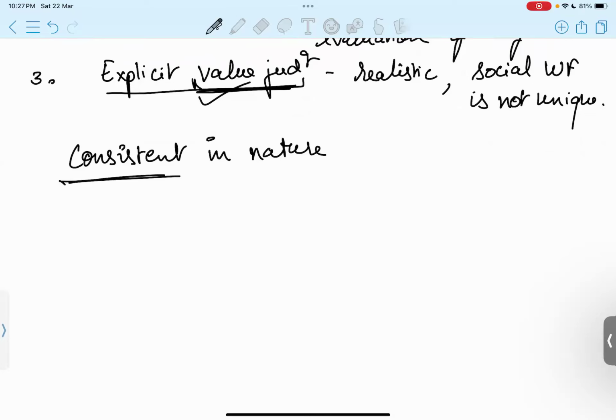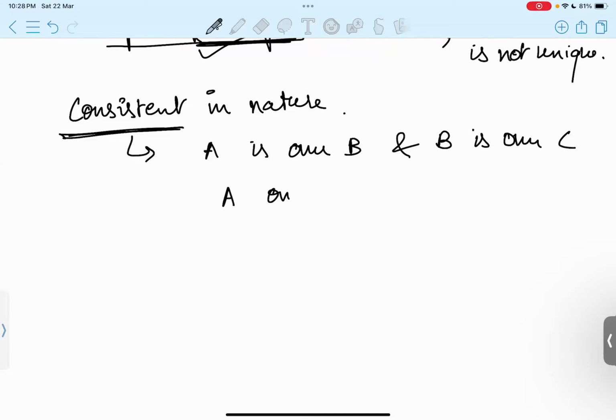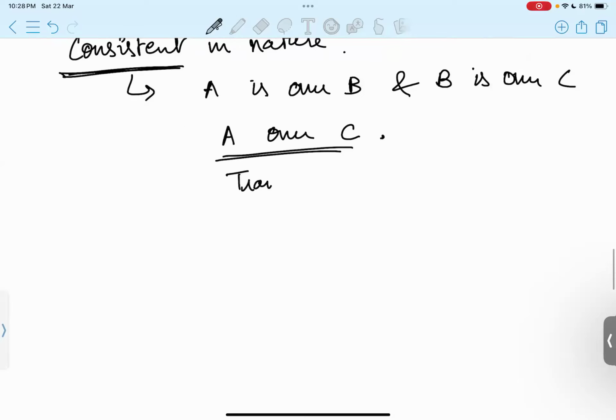So what does this mean? Consistency of value judgments states, for example, if there are 3 alternatives present in the society in front of the individuals, let's say A, B, and C. If we see that alternative A is preferred over alternative B and alternative B is preferred over alternative C, it means A is preferred over alternative C. This is also known as the transitivity condition, which should be met.